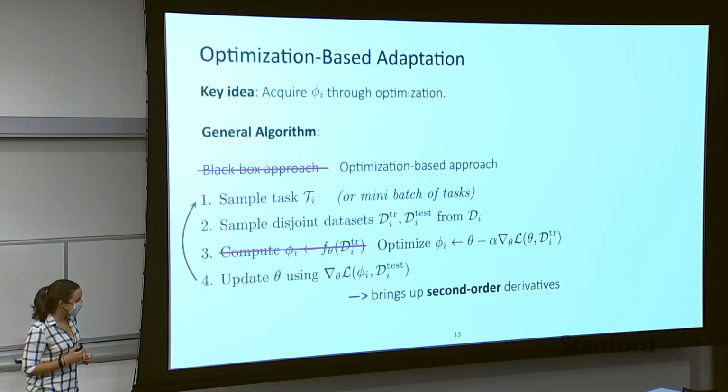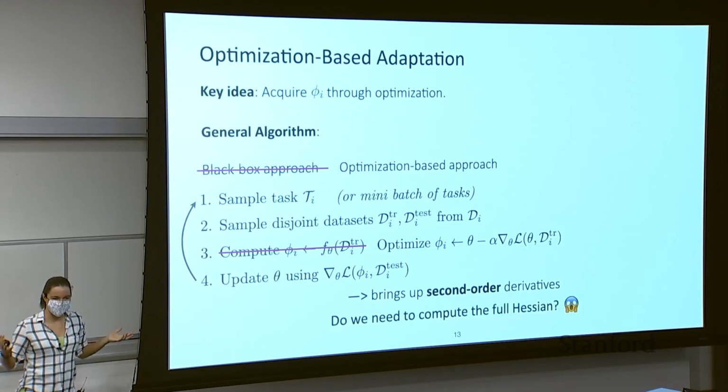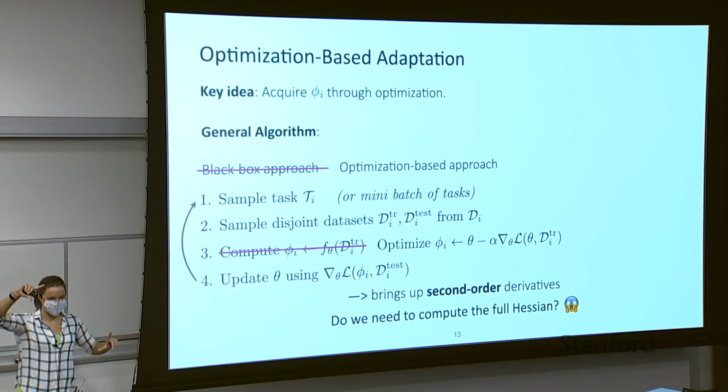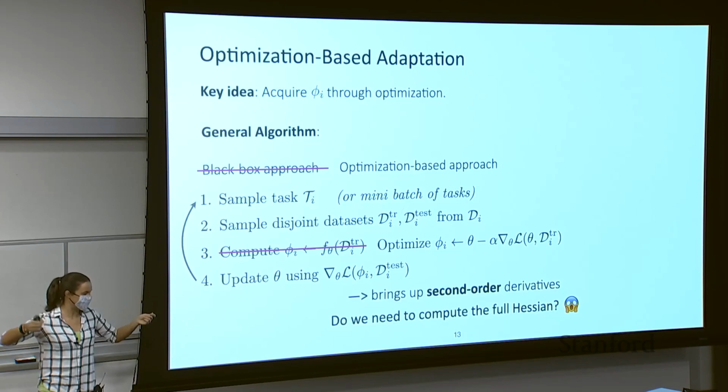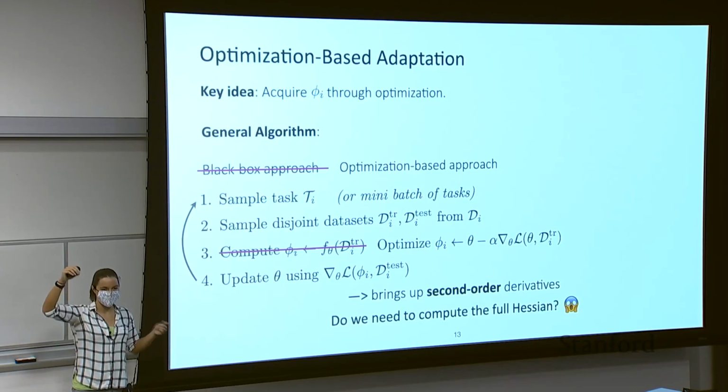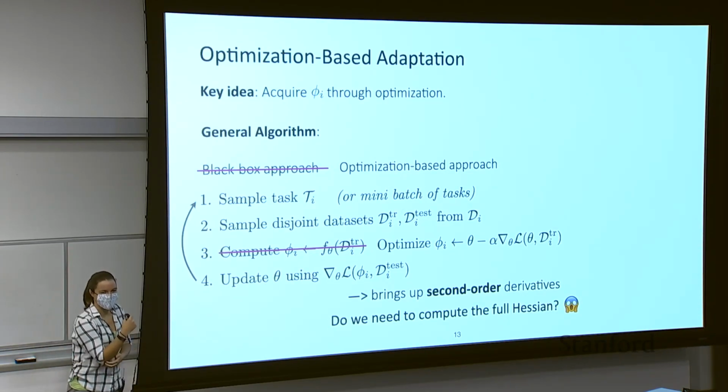And so you might be wondering, maybe we actually have to compute the full Hessian, which would be rather unfortunate because if you have a neural network with n parameters, then the full Hessian will be n times n. And we don't want to have to compute something that's quadratic in our parameters.